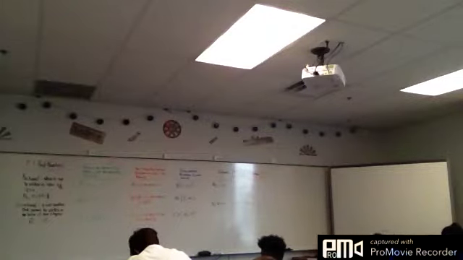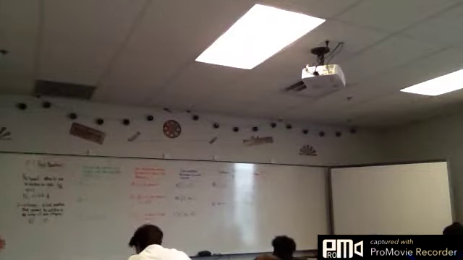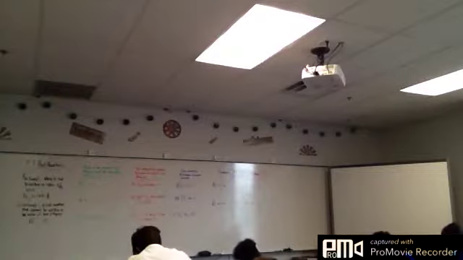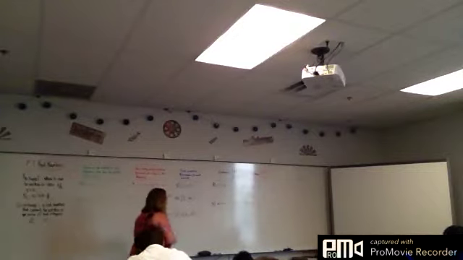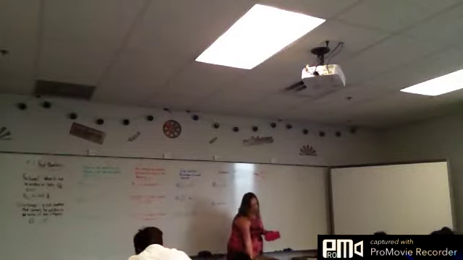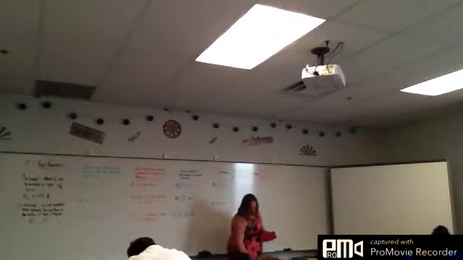Pi. What does pi represent? 3.14. It's irrational. So we can have numbers, we can have symbols, we can have radicals as irrational. Rational we can have in fraction form. We need to know the difference between those two things, depending on what it's asking.